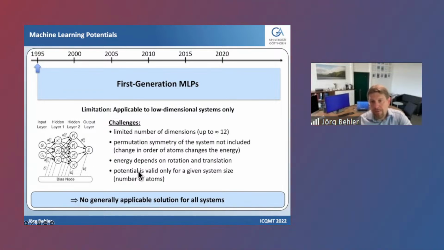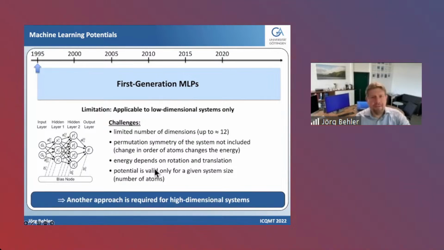Another problem with using, for example, Cartesian coordinates is that their numerical values depend on the rotation and translation of the system. And so whenever you translate the system by a few Angstrom, you change all the numbers, and then you get a different output of the feed-forward neural network. And even if one can overcome all these problems, the potential would be valid only for a given system size. So whenever you add another atom, you have 3 undefined connections to the network, and you could not use this potential. So this is not a general solution for all types of systems.